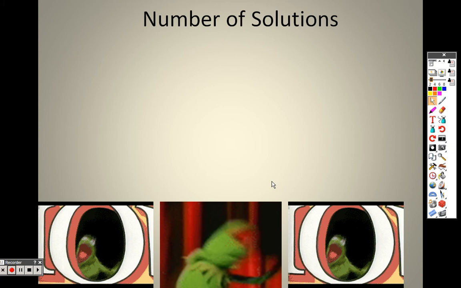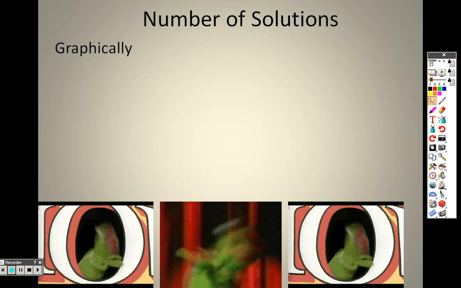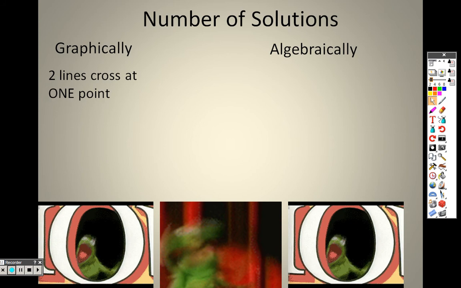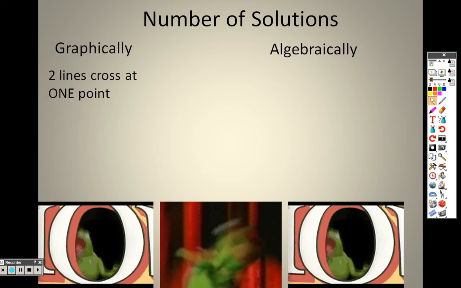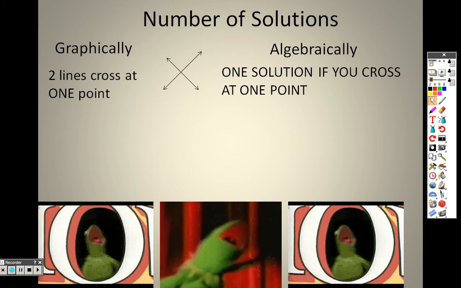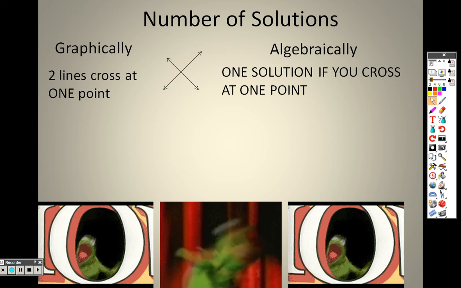Okay, continuing 3.1 here on graphing systems of equations and finding the answers. We have the number of solutions, and that's basically what we were talking about towards the end of the last one. Graphically and algebraically speaking, if two lines cross at one point, there's going to be one solution. Algebraically speaking, there's only one answer: one x and one y works for that answer.